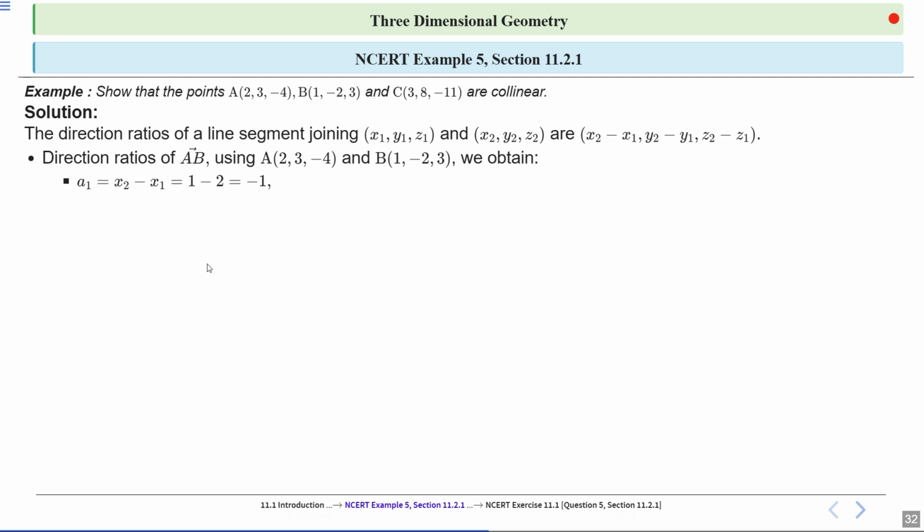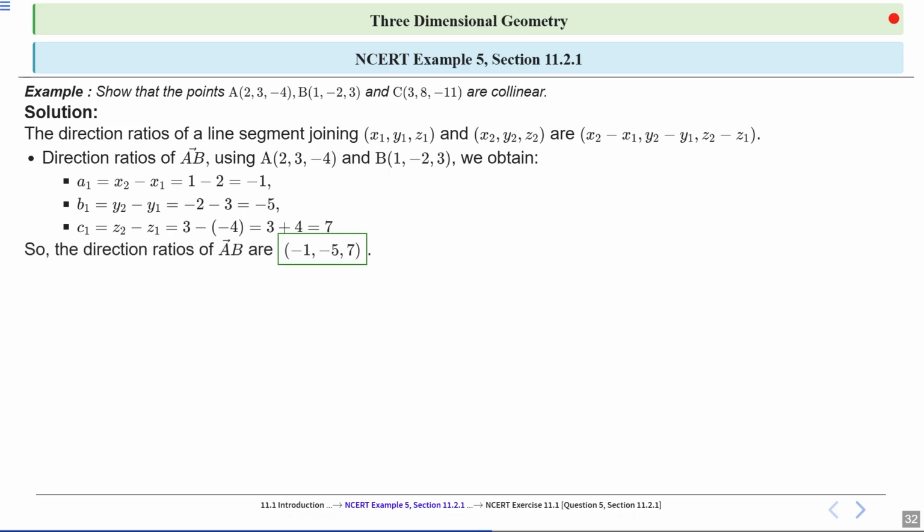So A1 equals x2 minus x1 equals 1 minus 2 equals -1. B1 equals y2 minus y1 equals -2 minus 3 equals -5. C1 equals z2 minus z1 equals 3 minus of -4 equals 3 plus 4 equals 7. So the direction ratios of AB are -1, -5, 7.